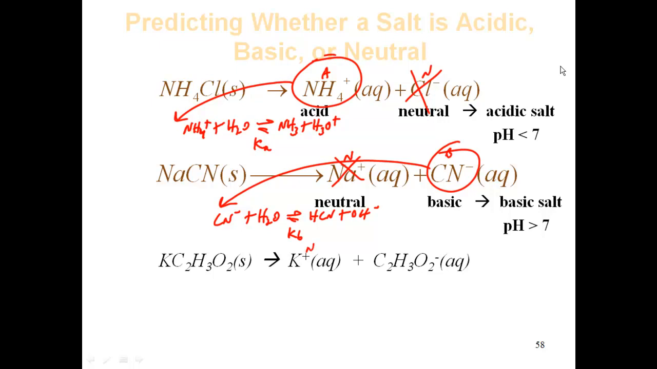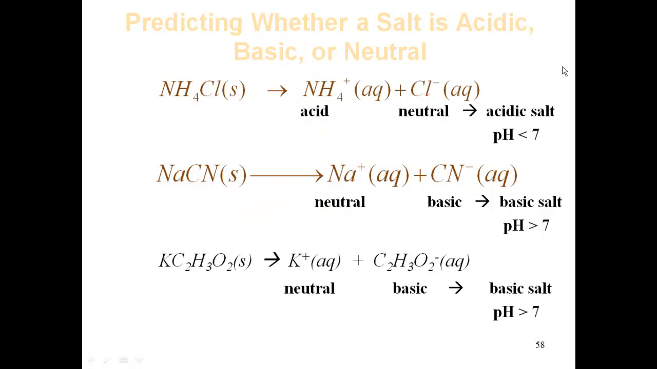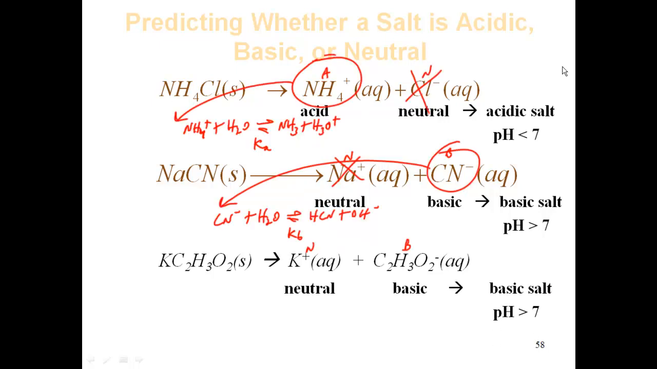Is acetate one of those ions I memorized as being neutral? And the answer is no. So that means it adds what to the solution? Basicity. Okay, so what's my overall salt then? I've got a neutral and a base, therefore the overall salt will be a basic salt. pH will be greater than 7. If I wanted to calculate the pH, I wouldn't worry about the potassium, but I would worry about the acetate.